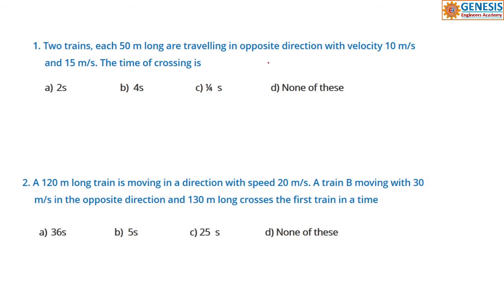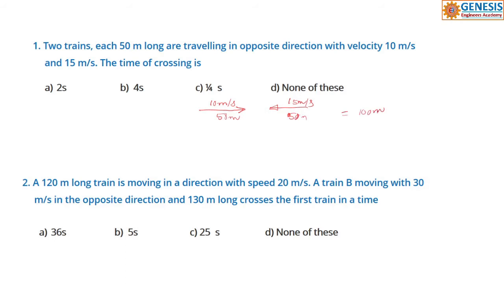So I can take that one is moving with 10 meters per second and the other is 15 meters per second. Okay, so the time of crossing that one. This is 50 meters length. This is also 50 meters. So the total distance to be covered is 100 meters.